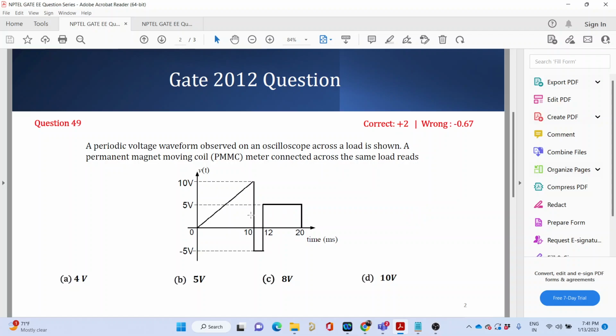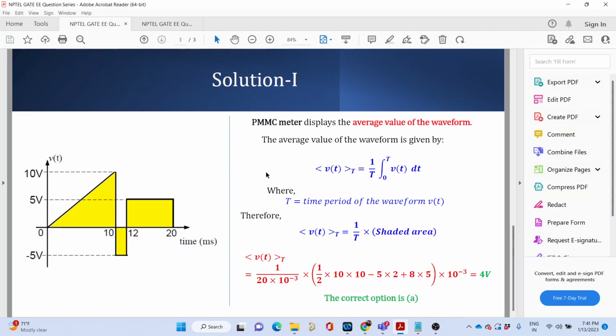Okay. So this much you know, that PMMC would give you an average of the voltage waveform, right? This much is already known to you. So let us find the average value of this. What is the average value? What is the time period? Time period is 20, right?